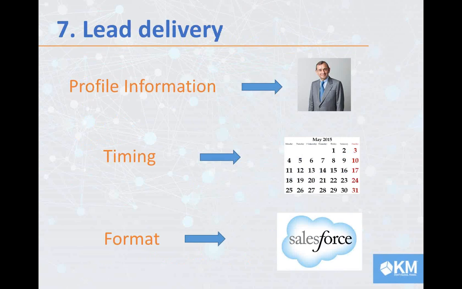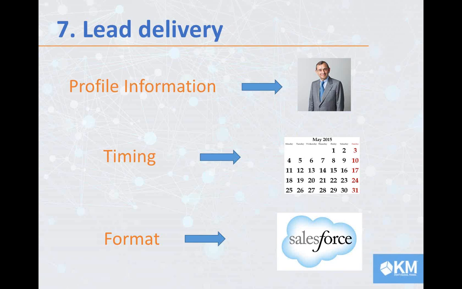The last thing then becomes the lead itself. How is it delivered? In the old days, it was a bingo card. Now there's a lot more choices. So again, when you're going to deliver a lead to an advertiser, there's 3 major considerations. Number 1, what information is provided? Number 2, how frequently and the timing. And then number 3, what's the format?